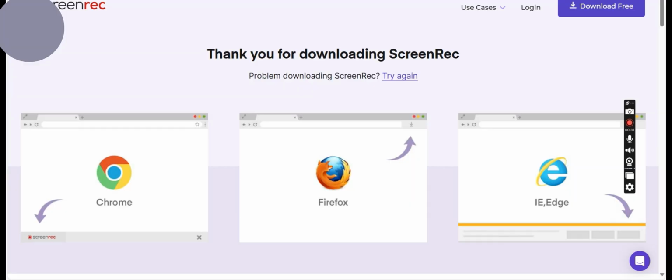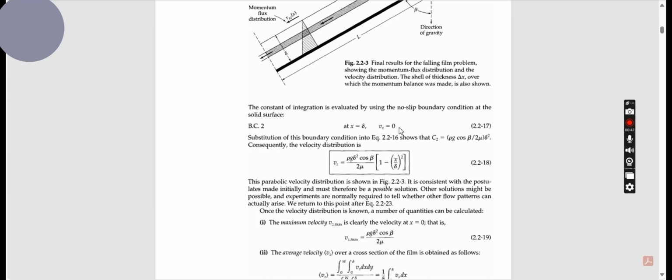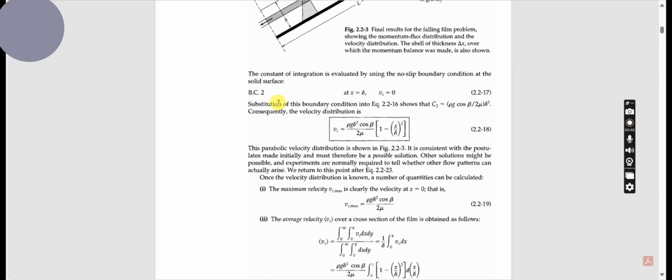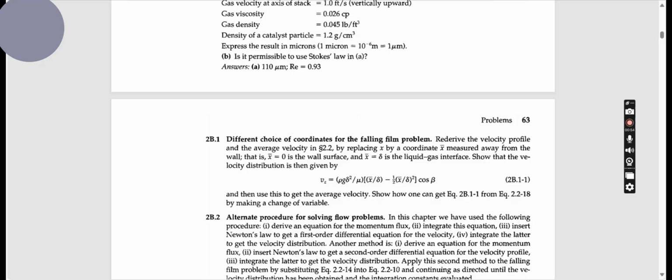Going to 2.2, where is it? So in this problem, the x starts here, but in our problem, it starts here, at the bottom of the liquid, and it goes up. So that's the only difference. And just to show you what they got, that's what they got with x on the top. And for us, our target is this formula.